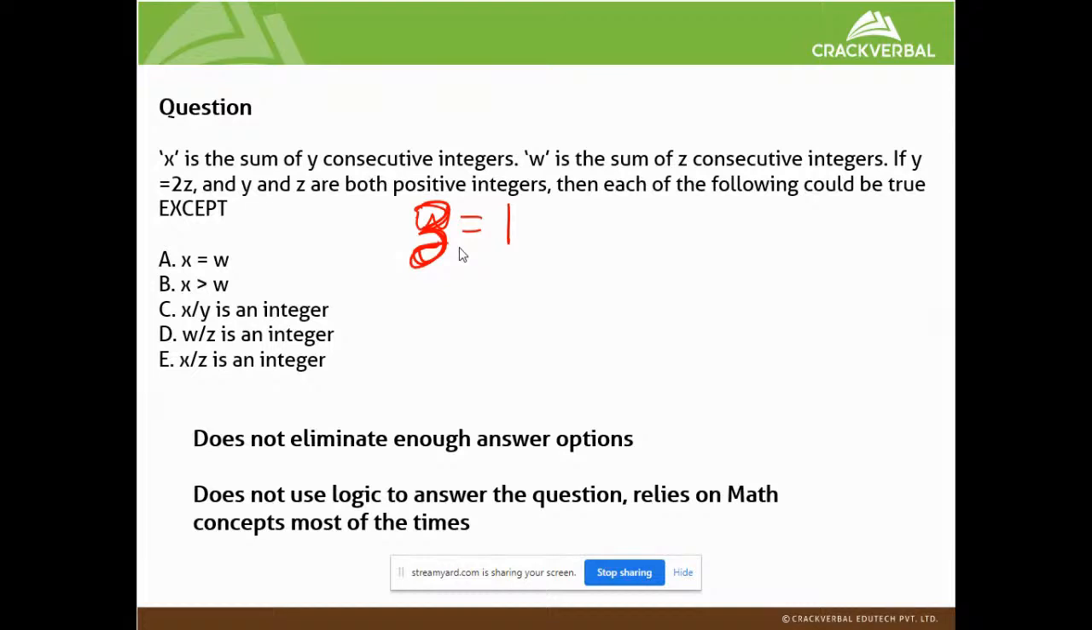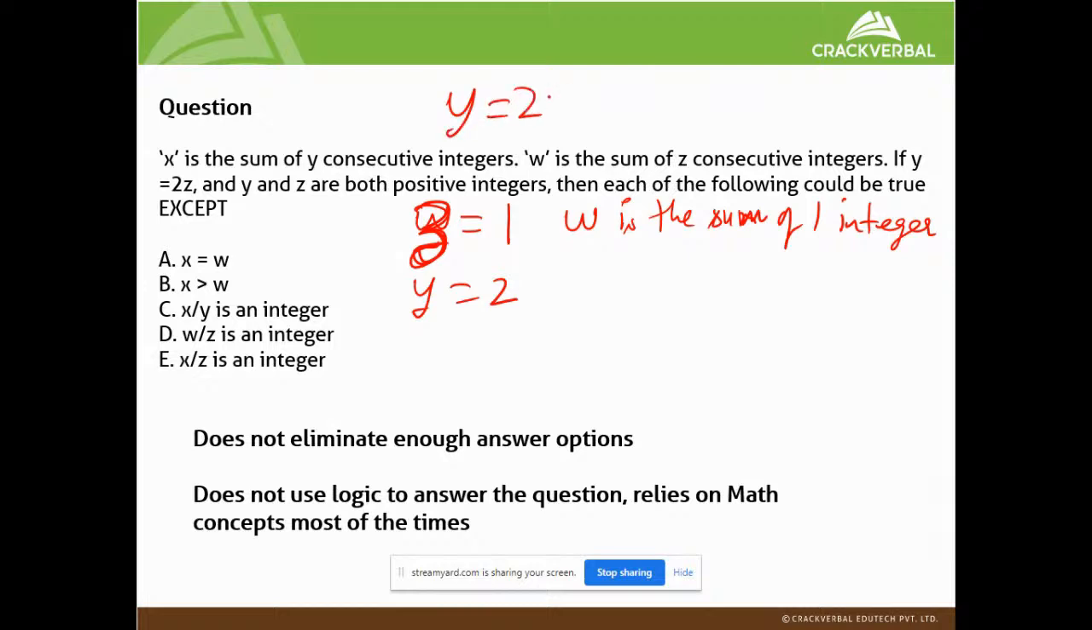You'll have to understand that you should not be too concerned about the language here. I'm just saying that there's only one integer. So that is the only consecutive integer I have, right? Now, why did I take Z equal to 1? Because I can now say W is the sum of one integer. So W will basically be the integer that I want to take. That's according to my will and wish. Now, if Z equal to 1, Y will be equal to 2, because remember, the question says Y equal to 2Z. So if Y equal to 2, I'm essentially saying X is the sum of two consecutive integers.